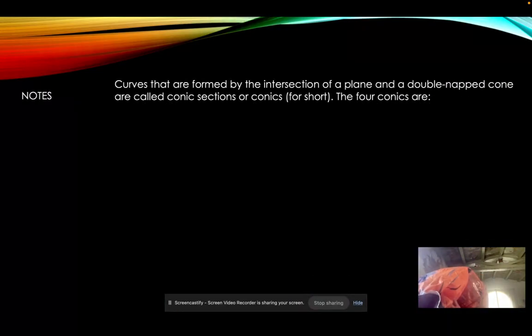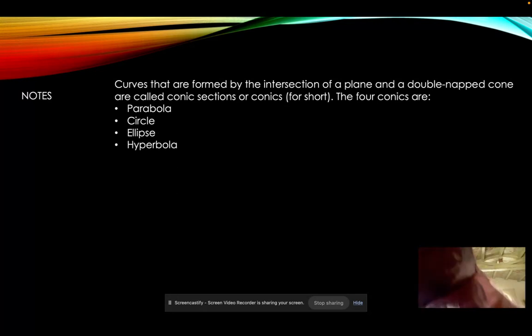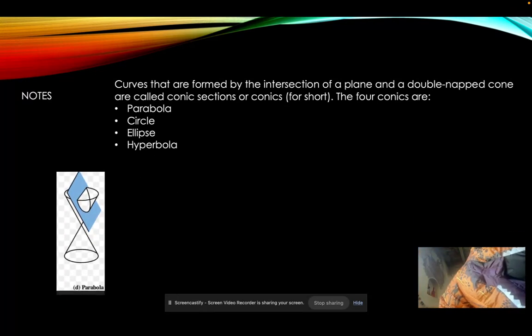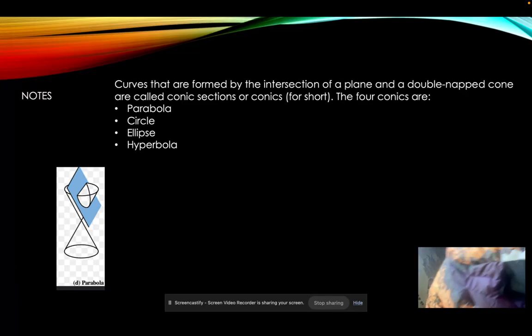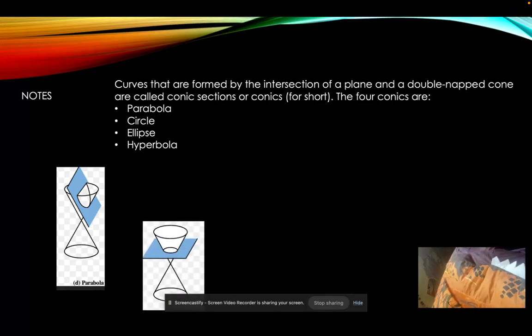Okay, so curves that are formed by the intersection of a plane slicing through a double napped cone are called conic sections, or conics for short, and there's 4 of them. There's the parabola, the circle, the ellipse, and the hyperbola. And as you can see, here's what you would get when you slice through the cone, but at an angle.